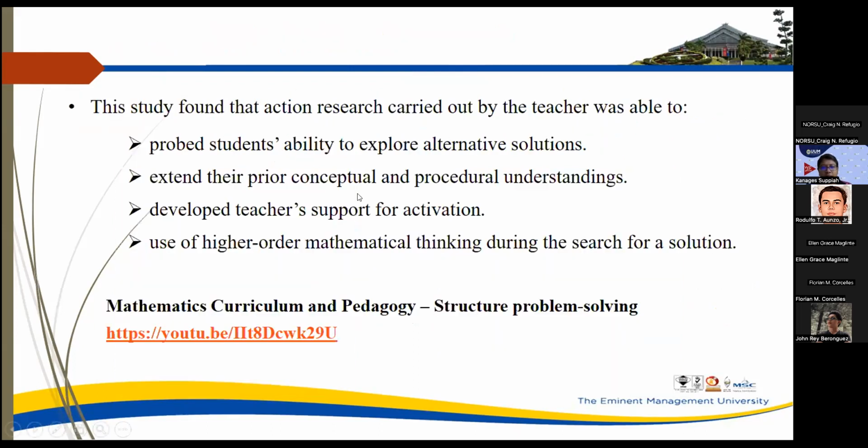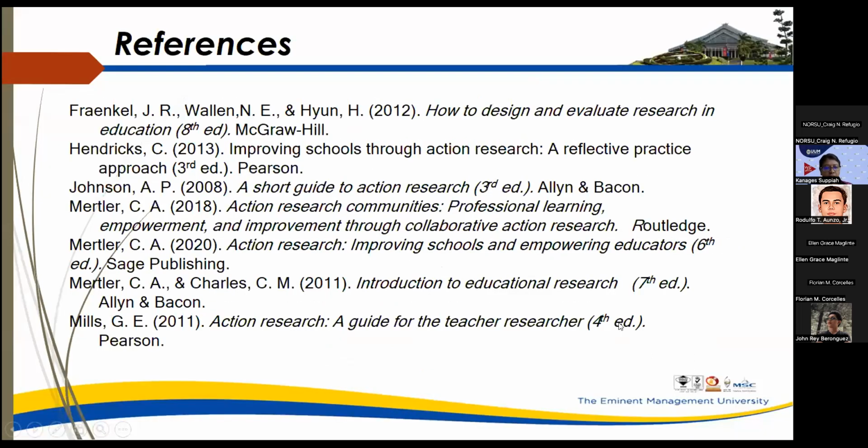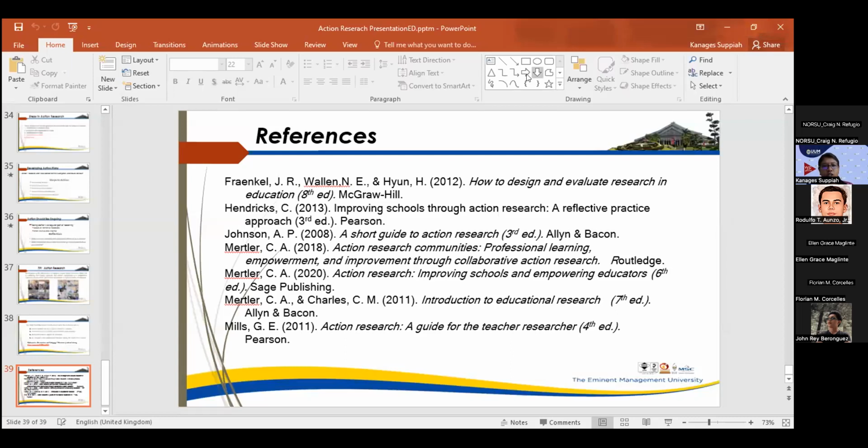All right, and this is from the results. The video, you can see it from here. I'll put it in the chat. This is the video of the entire action research that was conducted. You can have a look, but you may not be able to understand much because it's in BM. But in case you're interested, you can have a look. Here are my references. Any questions so far?